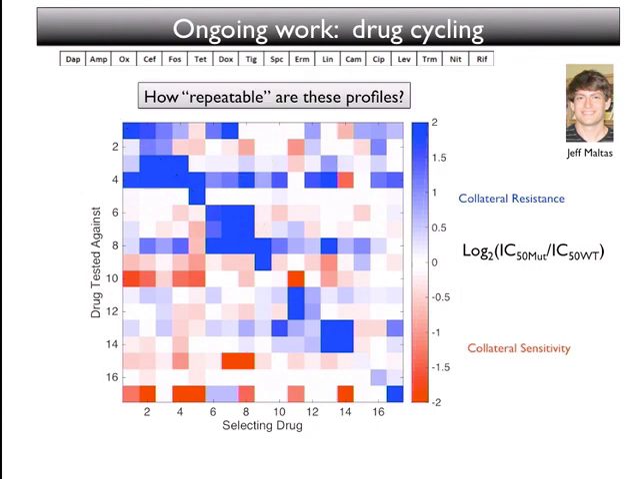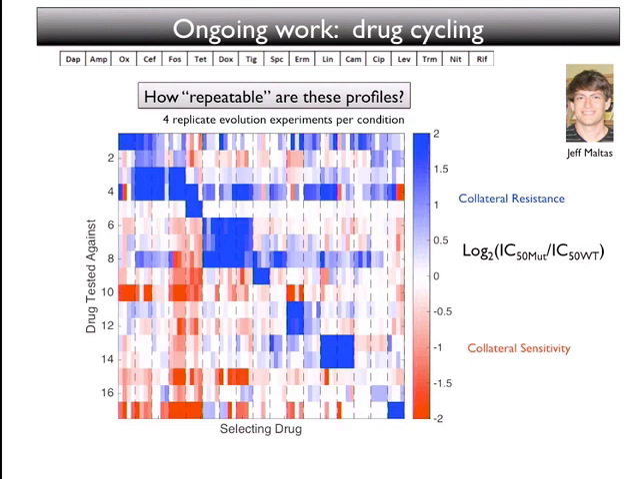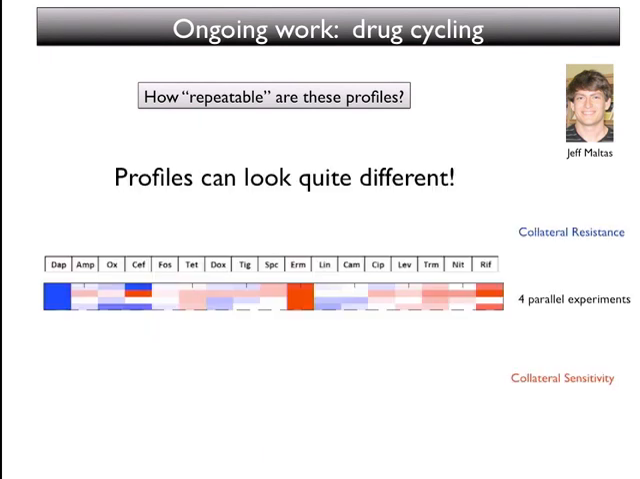So the next question we asked is, is this repeatable or not? We did this once, but you know how evolution goes, so you've got to try this many times. So we started just by repeating it 4 times. And then we looked to see how repeatable these collateral sensitivity profiles are across different mutants. And this is just one of the profiles. These are all the drugs tested, tested against each of these 4 different mutants.